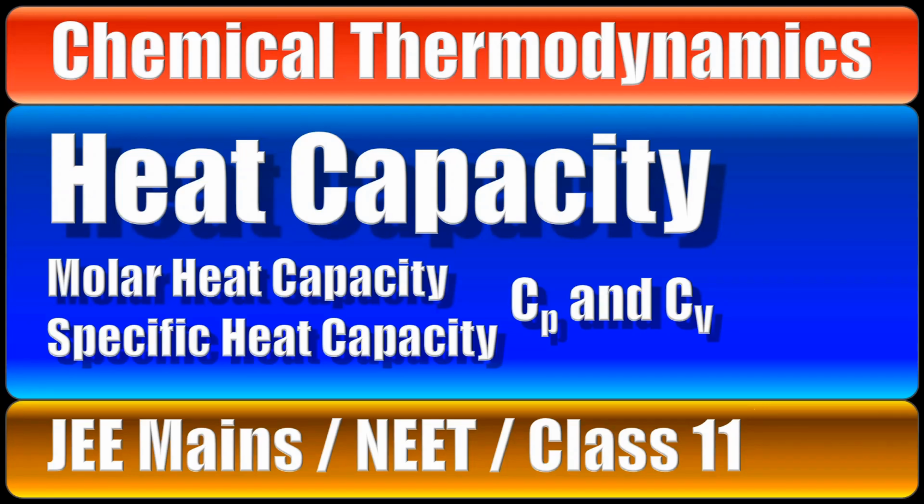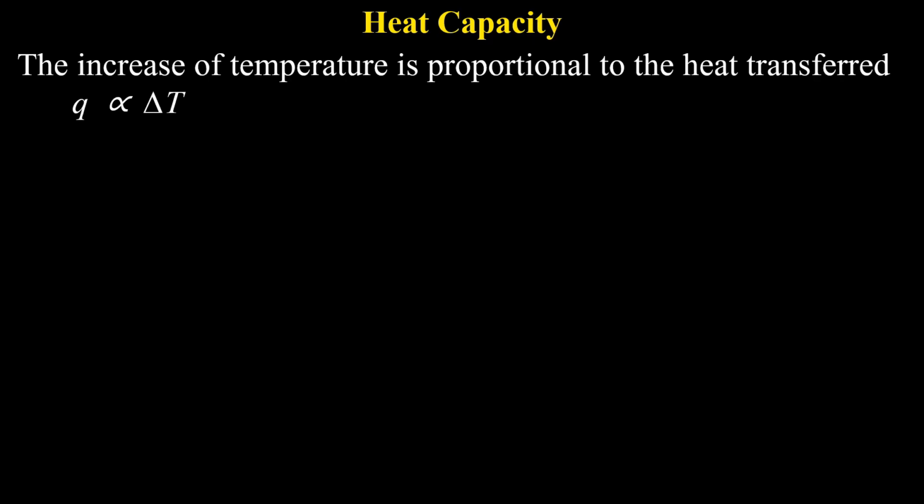Heat capacity, along with molar heat capacity and specific heat capacity. And also we will be talking about the relationship between the heat capacity at constant pressure and heat capacity at constant volume. We know that if we have a substance, we provide more heat, higher the temperature difference will be.